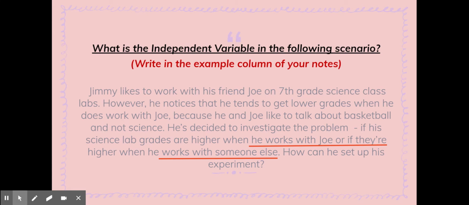If his science lab grades are higher when he works with Joe, or if they're higher when he works with someone else, how can he set up his experiment? In the example column for independent variable, please write down the independent variable Jimmy is testing.